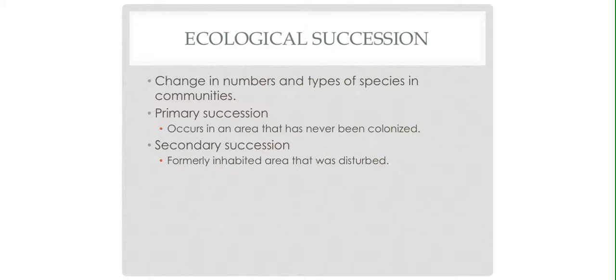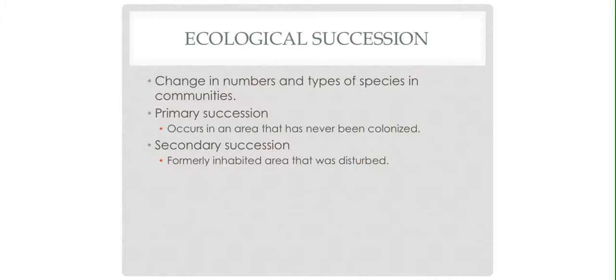But yeah, primary succession is when something is not colonized and it gets colonized, beginning with pioneer species, which are generally your bacteria and your lichen, and then it starts to progress from there. Secondary succession is when formerly inhabited areas that were once disturbed then get repopulated. So this occurs generally when fires happen or floods or human actions such as farming. These types of things can cause secondary succession to happen.